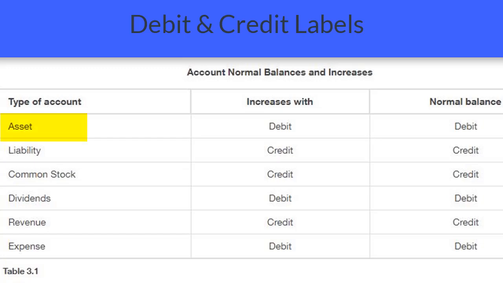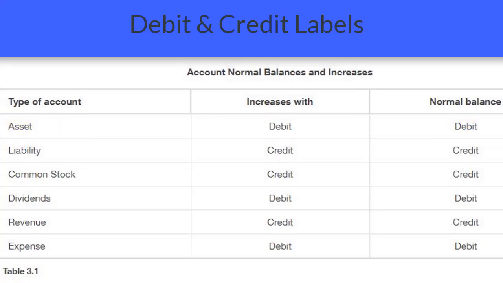What happens if you have an asset that increases in value? Let's say we do some work for someone, and they give us cash. Well, then cash, an asset, would increase, and we call that increase a debit, which is what you see happening on the first line of table 3.1.